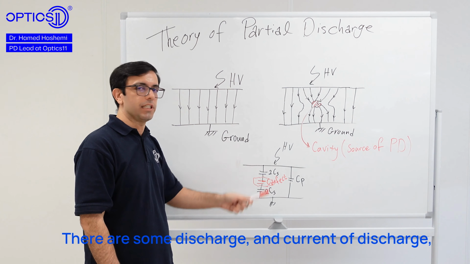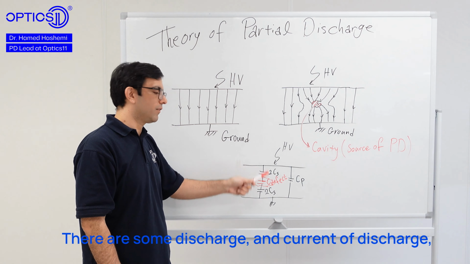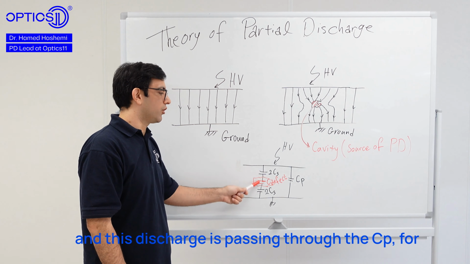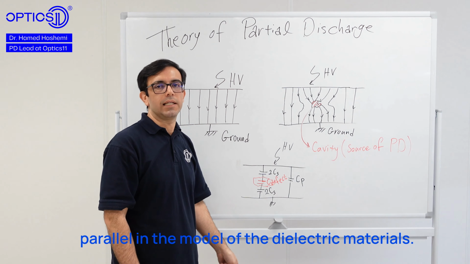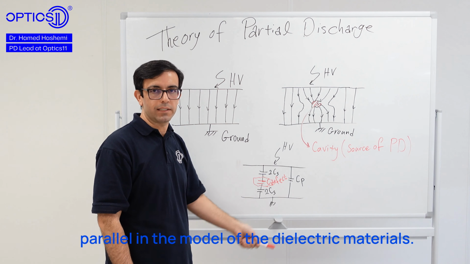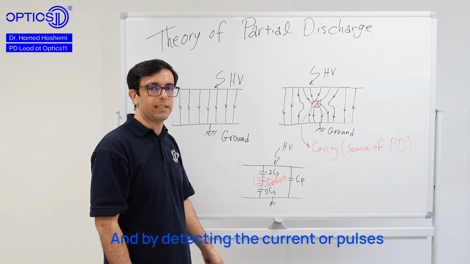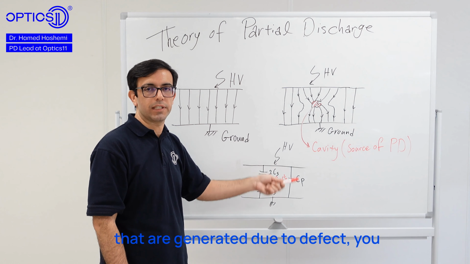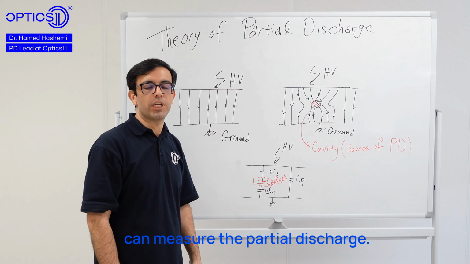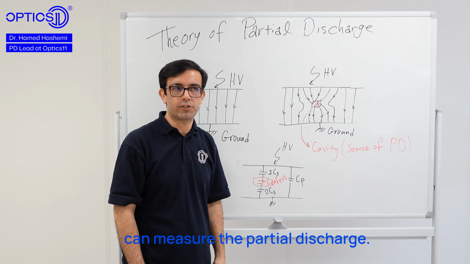And there is some discharge and current of discharge, and this discharge passes through the CP, in parallel, in the model of the dielectric materials. And by detecting the current or pulses that are generated due to the defect, you can measure the partial discharge.